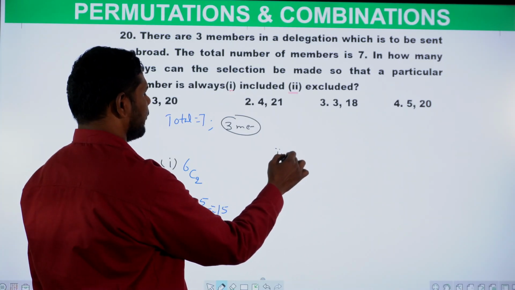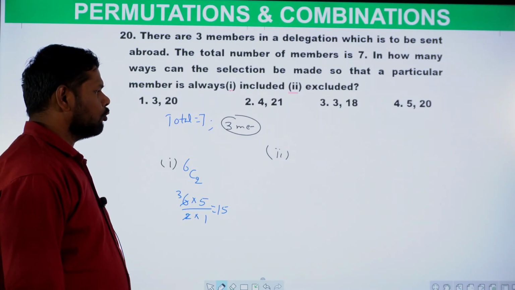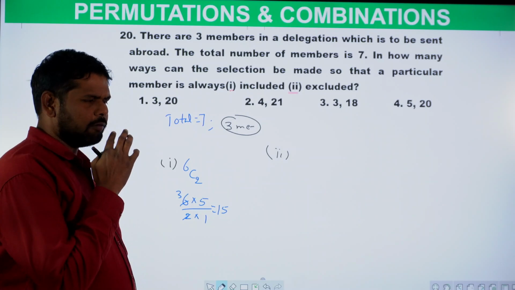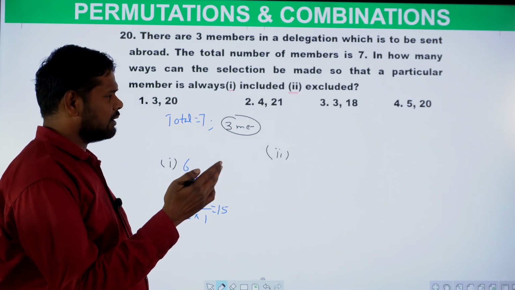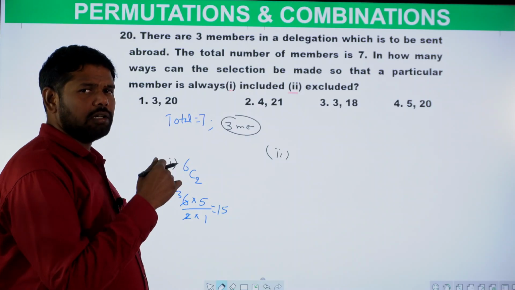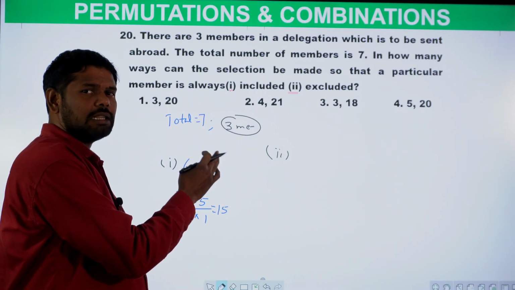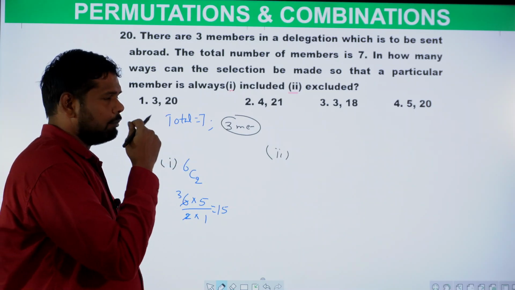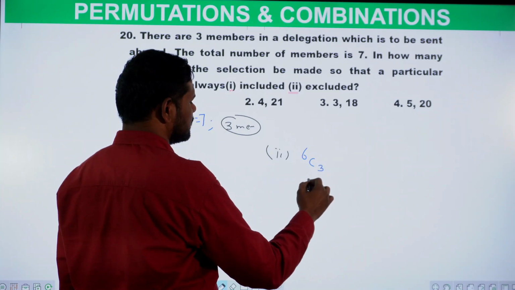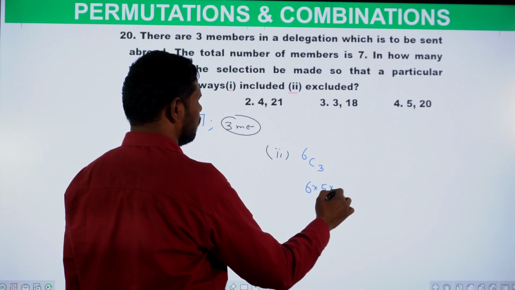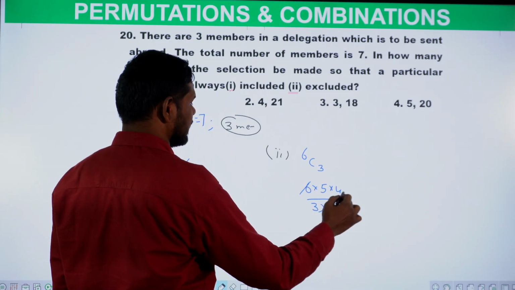Second one, always excluded. Suppose 7 persons are there. We need to select 3 members. One employee's feedback is not that accurate, not that preferable. That's why we are trying to avoid that person. So remaining 6 persons are there. From those 6 persons, we choose 3 members to send abroad. 6C3. Nothing but 6 into 5 into 4 by 3 into 2 into 1. 3 2s are 6, 6 cancel, 5 into 4, 20.